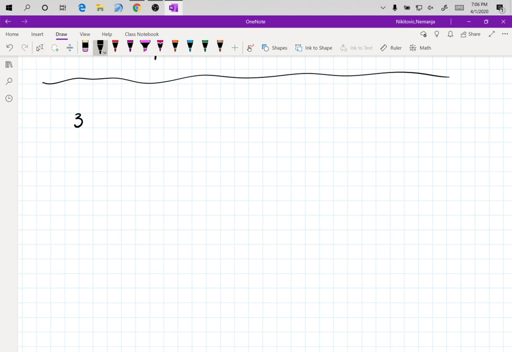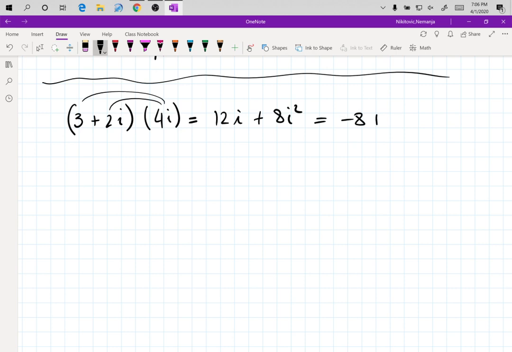I just want to multiply 3 plus 2i by 4i, right? So there we go. We have 12i plus 8i squared, which gives us negative 8 plus 12i. So this is a standard problem, 2 points on the test, right? To just FOIL. So just keep practicing. i squared is negative 1, so that's how we get negative 8.